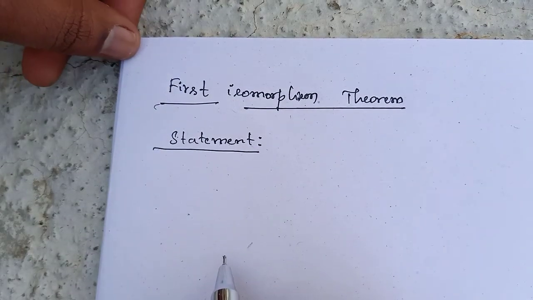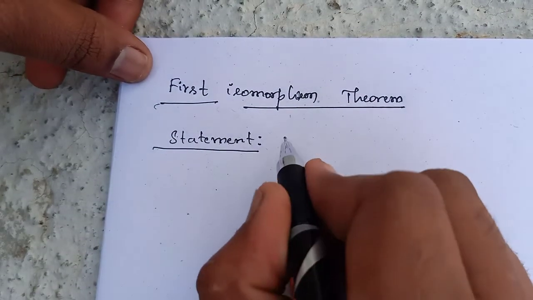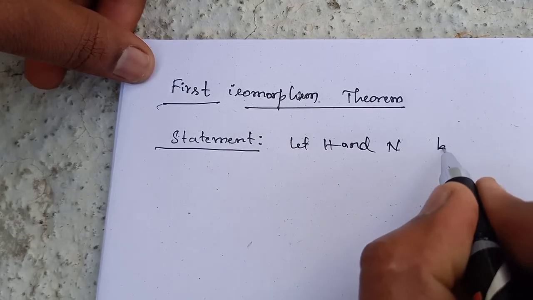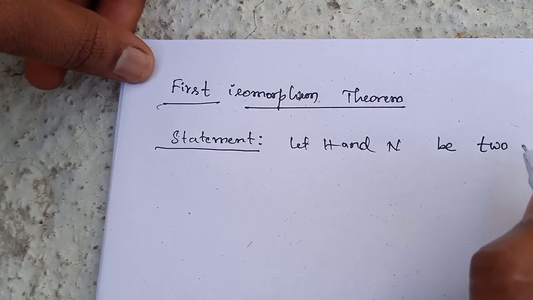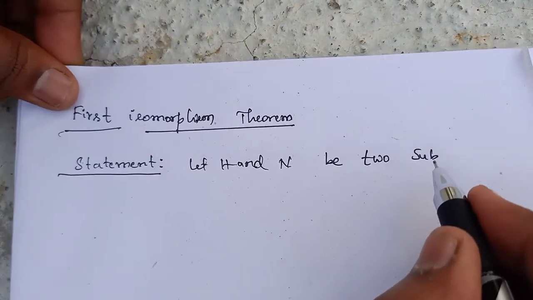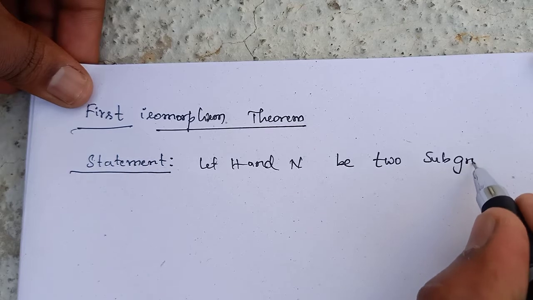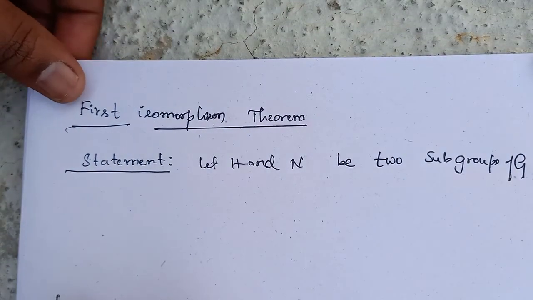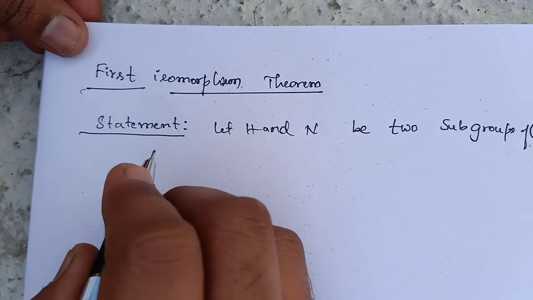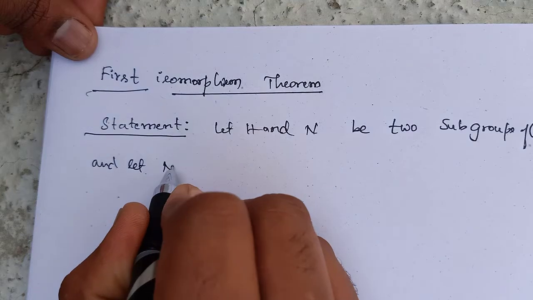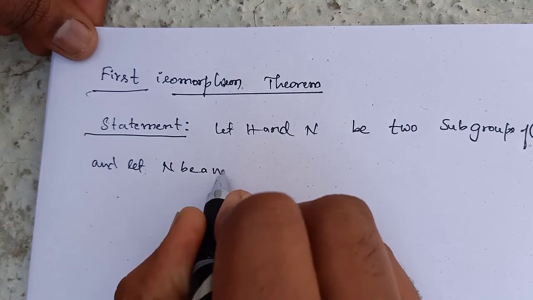That is, let H and N be two subgroups of G, and let N be normal in G.